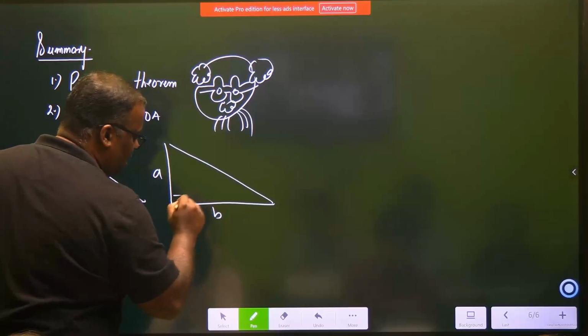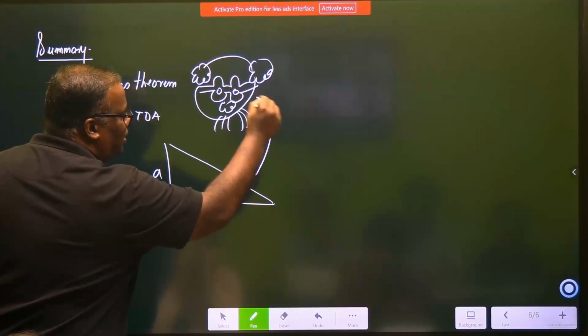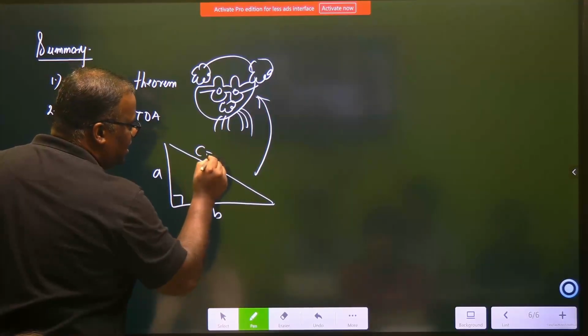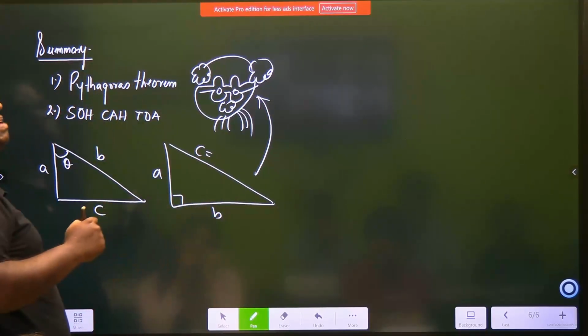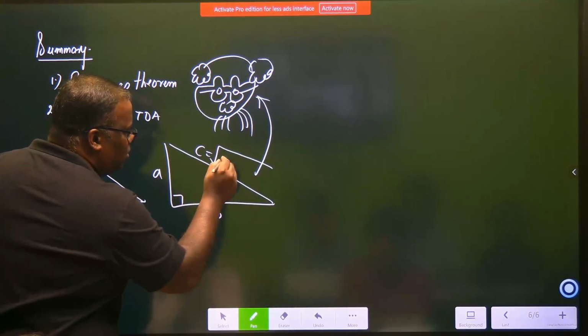Another type of problem they might give you is where A and B will be given, but C will not be given. At that time you will remember your great grandfather, and you will say C is, and don't keep writing C square is equal to A square plus B square. Grown up children.